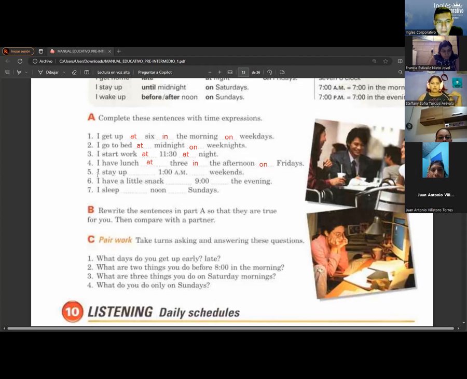Okay, 5. I stay up at 1 a.m. on weekends. On weekends, I have a little snack at night in the evening. In the evening. I sleep at noon on Sunday. On Sunday, very good. Muy bien.